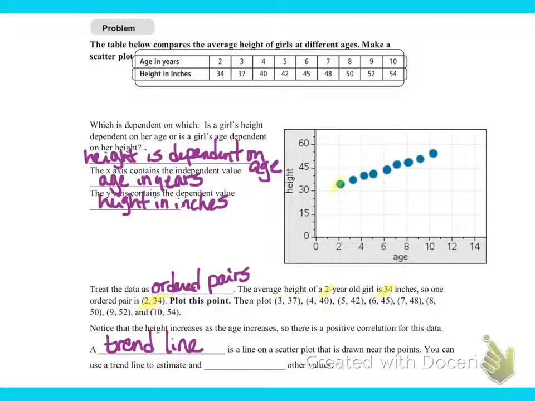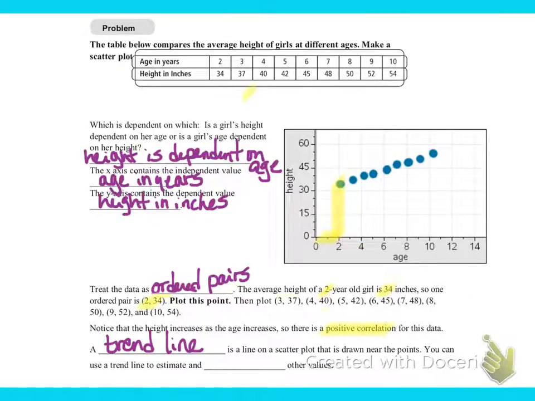So if you recall, when you've plotted points in the past, you always start at the origin and you move over for your x coordinate and up for your y coordinate, and that's where you put your point. So we plot the other points, (3, 37), (4, 40), and so on. Notice that the height increases as the age increases. So there is a positive correlation for this data.